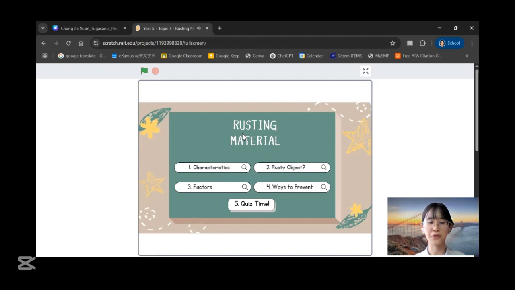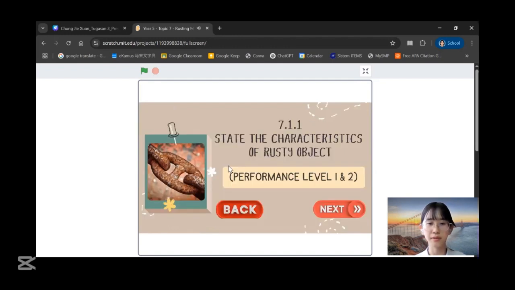Over here, I have classified it into five subtopics: characteristic, rusty objects, factors, ways to prevent, and the last one, risks. So let's press the first one, characteristic. This one is the DSKP that I showed just now. 7.1.1 is state the characteristic of rusty objects, and the performance level is 1 and 2. So when you're ready, press next.